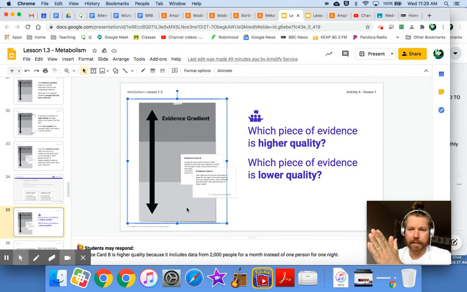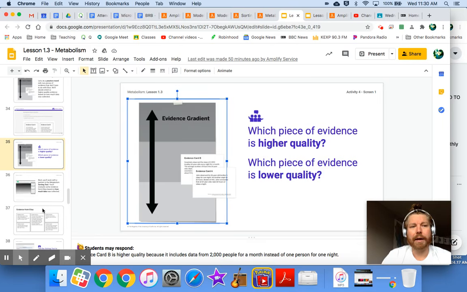I hope it's pretty obvious which one of these is the higher quality and which one is the lower quality evidence. Watching your brother sleep for one night is not providing a whole lot of data. What if he had watched his brother sleep for an entire year? That would give us a lot more data. But what would we be missing? We would be missing other healthy 14-year-olds, wouldn't we? So we would know how much sleep John's brother needed, but we wouldn't necessarily know what all 14-year-olds need or what is average. So the more data you have, the higher quality the evidence is.